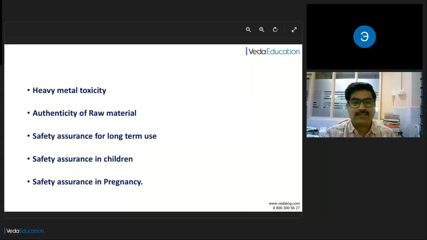Then safety assurance in children and pregnancy. For children below 1 year, usually in emergency conditions, these medicines can be given. So only in emergency conditions below 1 year, and for children above 1 year, these medicines can be given safely. In pregnancy, again, only in emergencies can these medicines be used. If not in an emergency, it is better not to use them.